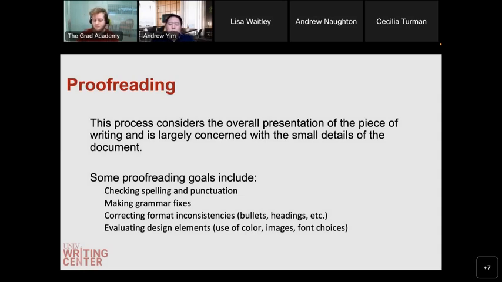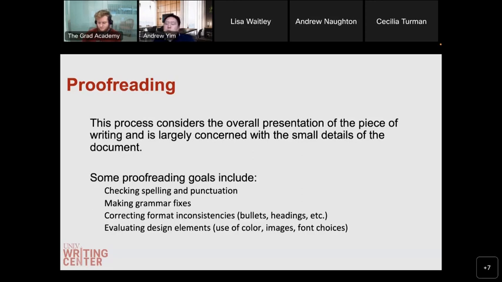So when we move into the last step of proofreading, this means that we're very concerned with the overall presentation and it's dealing with the very small details of the document. Oftentimes people might get very caught up in like, oh, Andrew, my font size is not the same as this, or, oh, Andrew, I realized that my spelling and punctuation isn't necessarily correct.